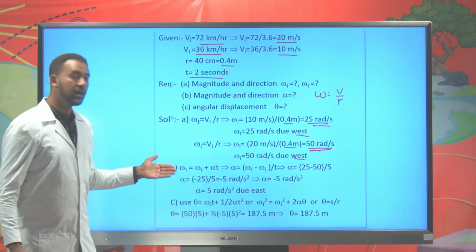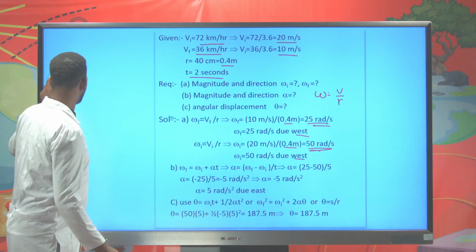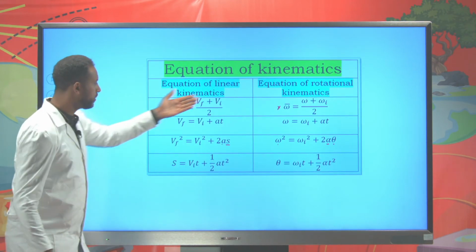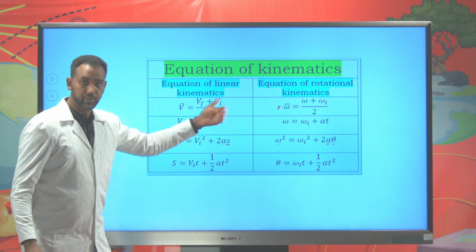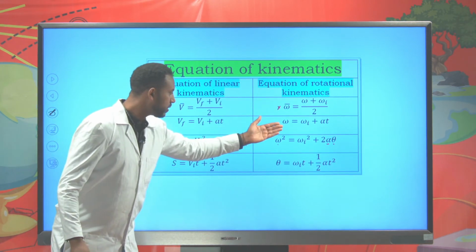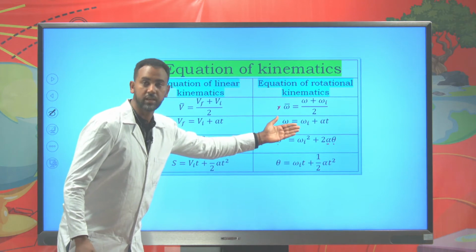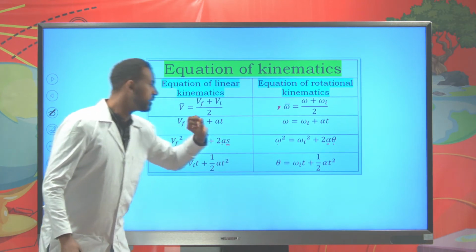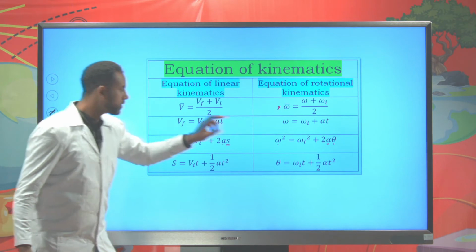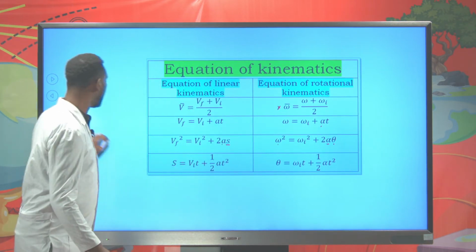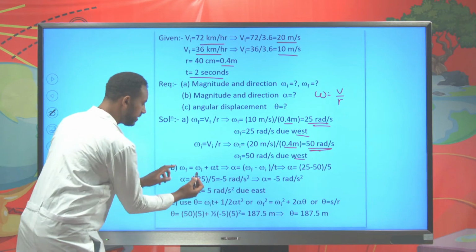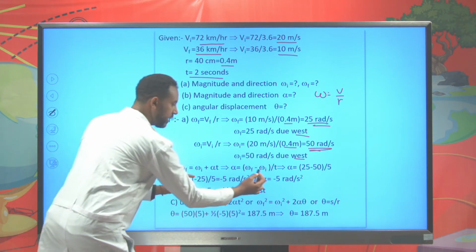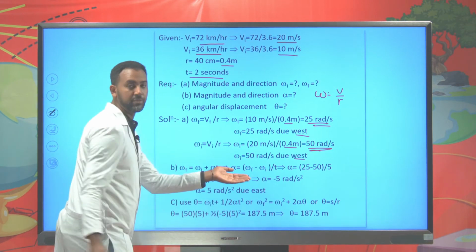Well, to find the angular acceleration, among the equations we had previously, you have to choose the appropriate equation. Here we have omega equals omega initial plus alpha t. So how do we determine the acceleration alpha? Alpha can be given as the final angular velocity minus the initial angular velocity over the time interval t.